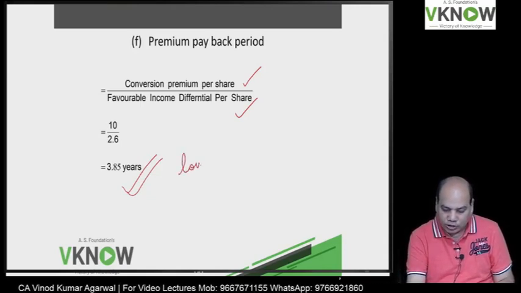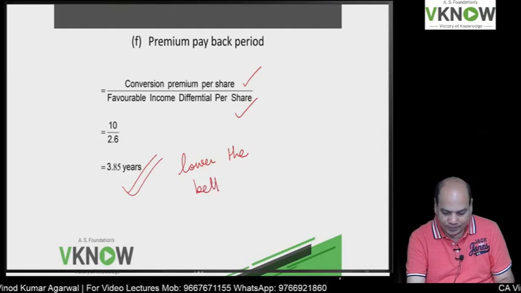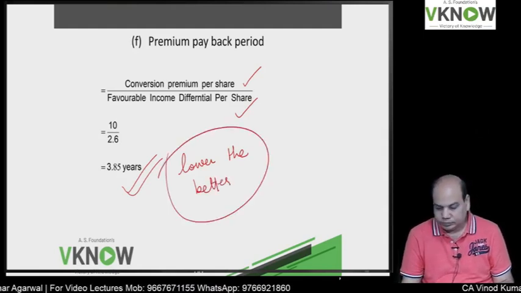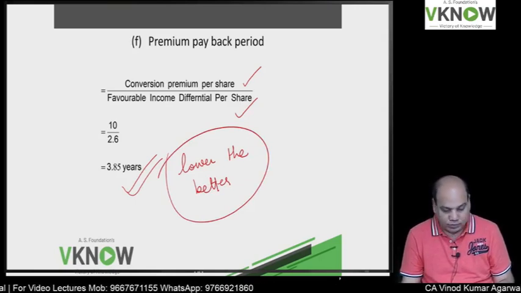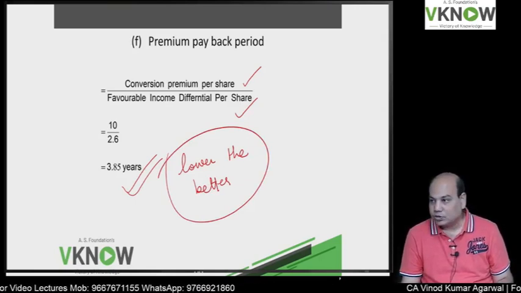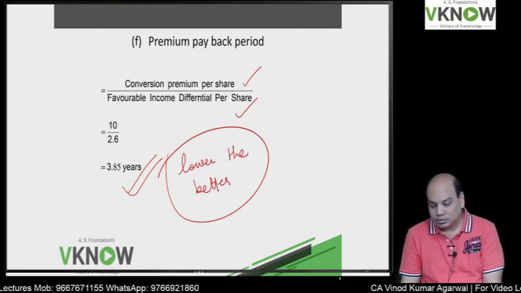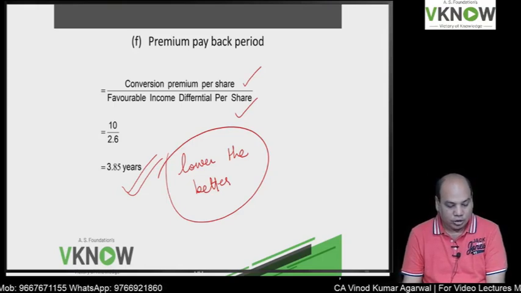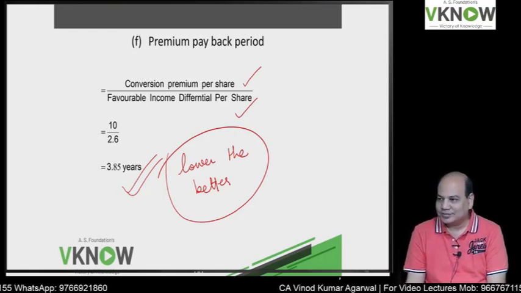So write down, lower the better. This is your answer of this question. This was a question on convertible bond. So we have taken a coupon bond, we have taken a convertible bond. Now I am going to take, guess what I am going to take next.